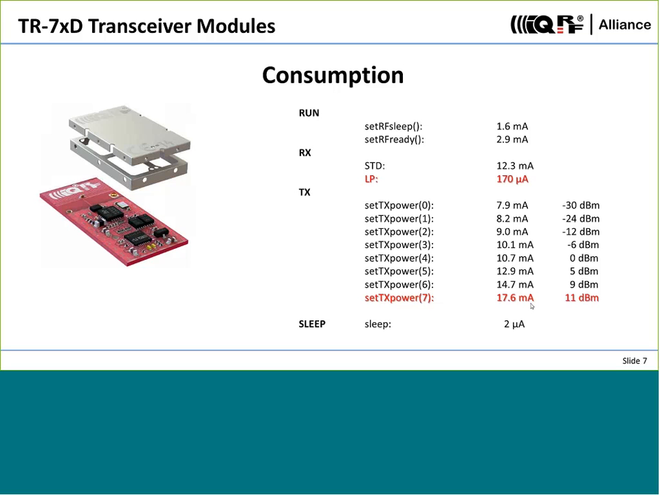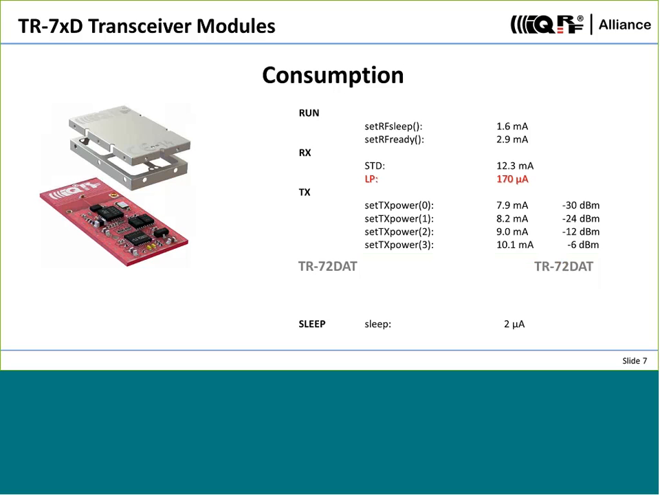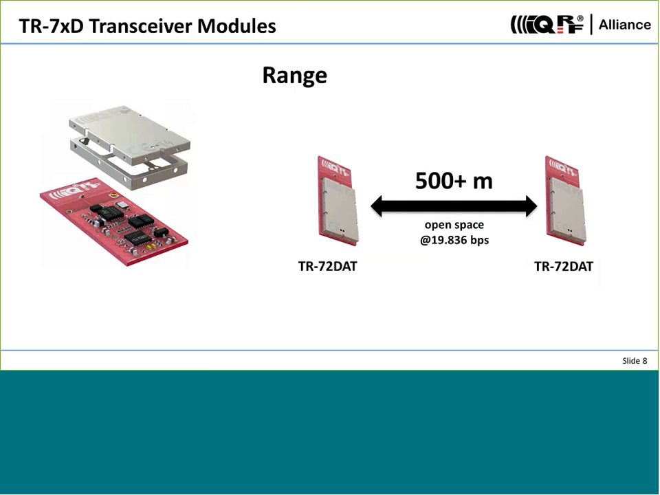And even though the consumption is much lower, the range has doubled. So now with the red modules in open air line of sight, we have definitely over 500 meters. On the blue modules, it was, let's say, 300. On the red modules, it's 500, 600. It depends on the conditions.